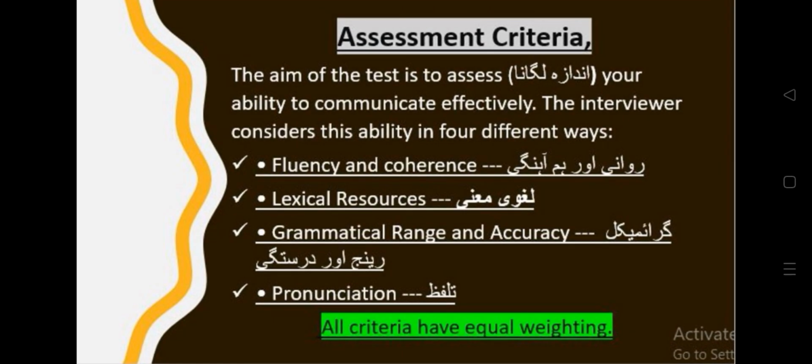Now we have assessment criteria. The aim of the test is to assess your ability to communicate effectively. The interviewer considers this ability in 4 different ways. Number 1, fluency and coherence. Number 2, lexical resources. Number 3, grammatical range and accuracy. Number 4, pronunciation. All criteria have equal weighting.